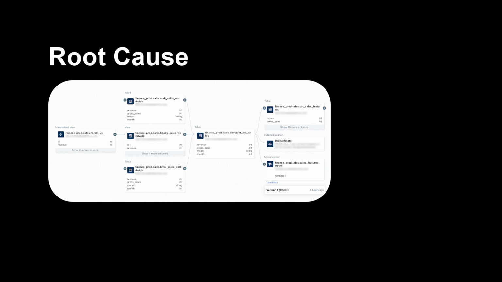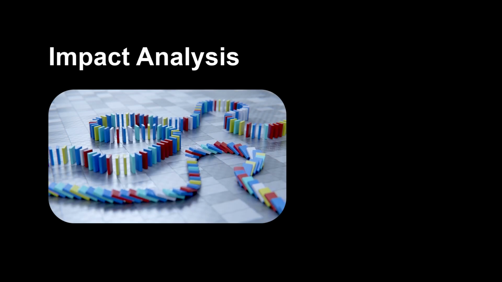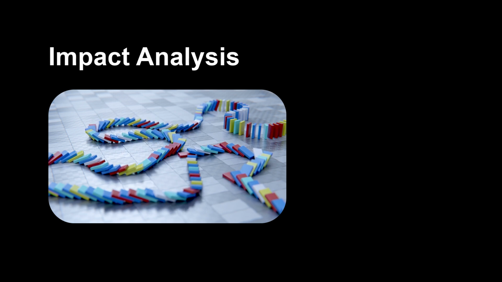The result: when something breaks, you can pinpoint exactly where it went wrong. And if a change happens upstream, you can instantly see what downstream dashboards or reports it might affect. It's a game changer for managing data quality at scale.